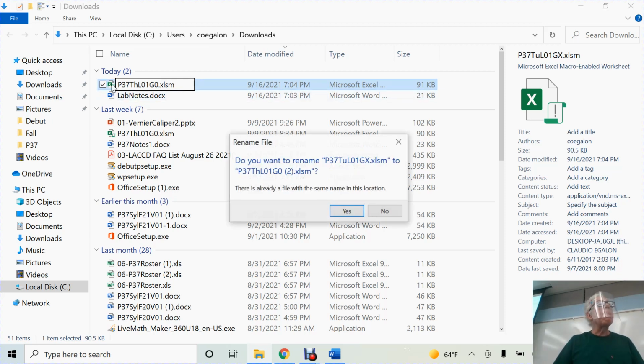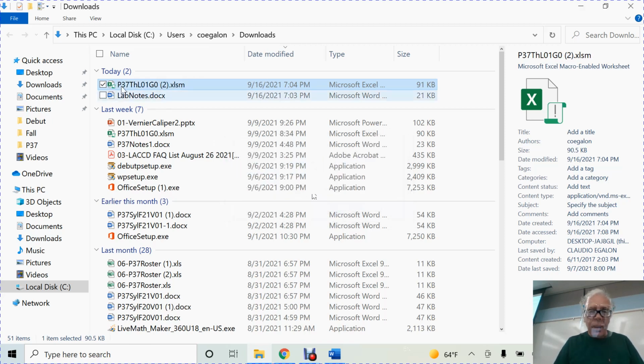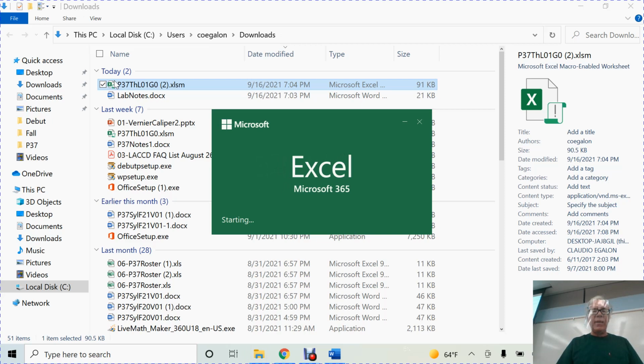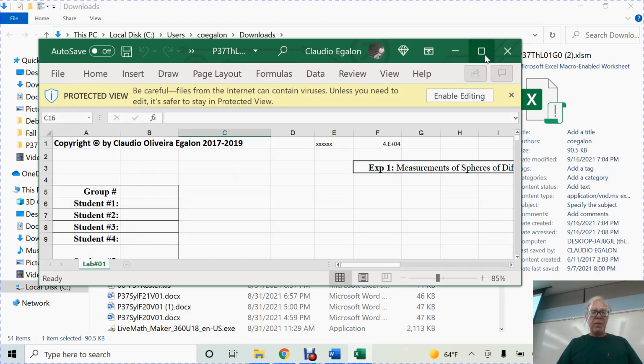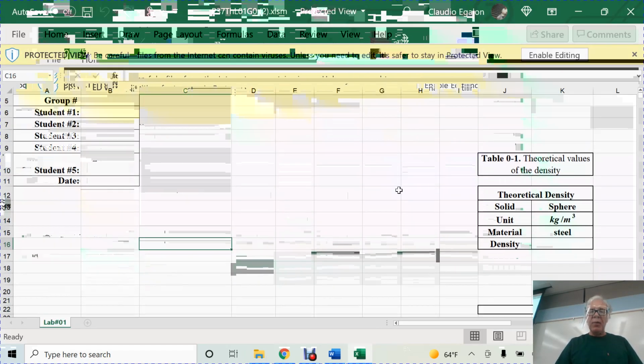Okay, so here you go. Do you want to rename it? Yes. Okay, so here you go. I don't have any data there, right? But let's wait. Come on. Loading. Good. Here is my file.